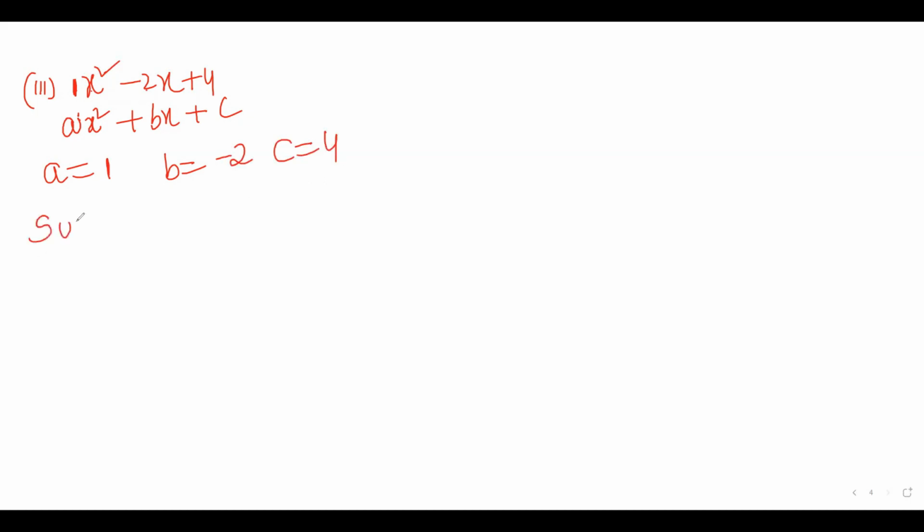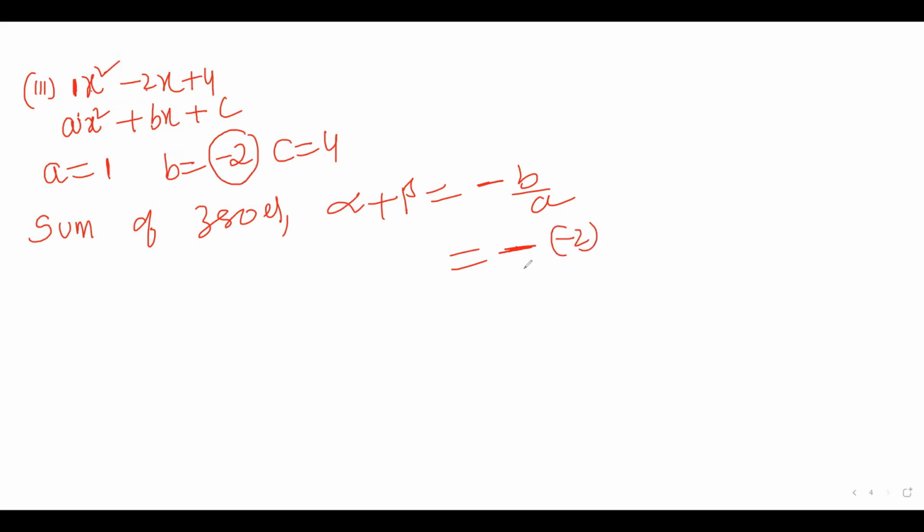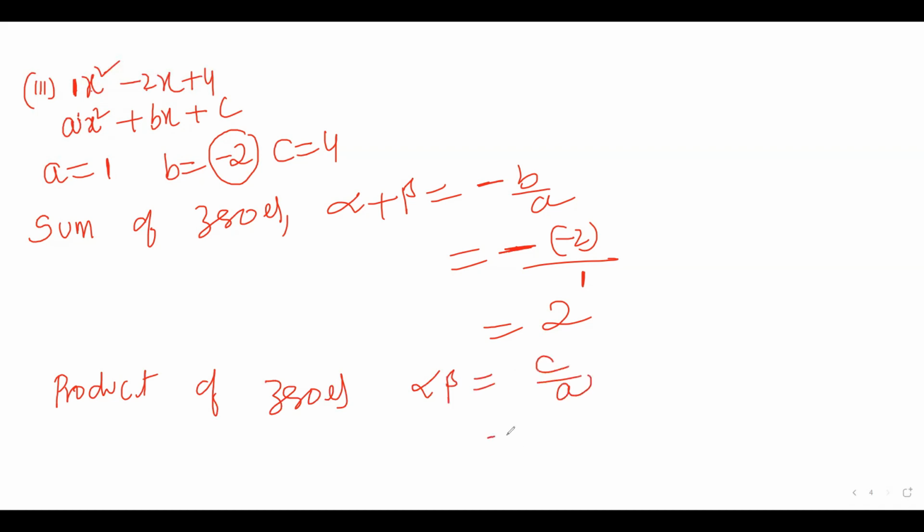Formula to find the sum of zeros: alpha plus beta is equal to minus b by a. The b value is minus 2, a is 1, so the answer is 2, since minus into minus is plus. Product of zeros: alpha beta is equal to c by a. c is 4, a is 1, so the product of zeros is 4.